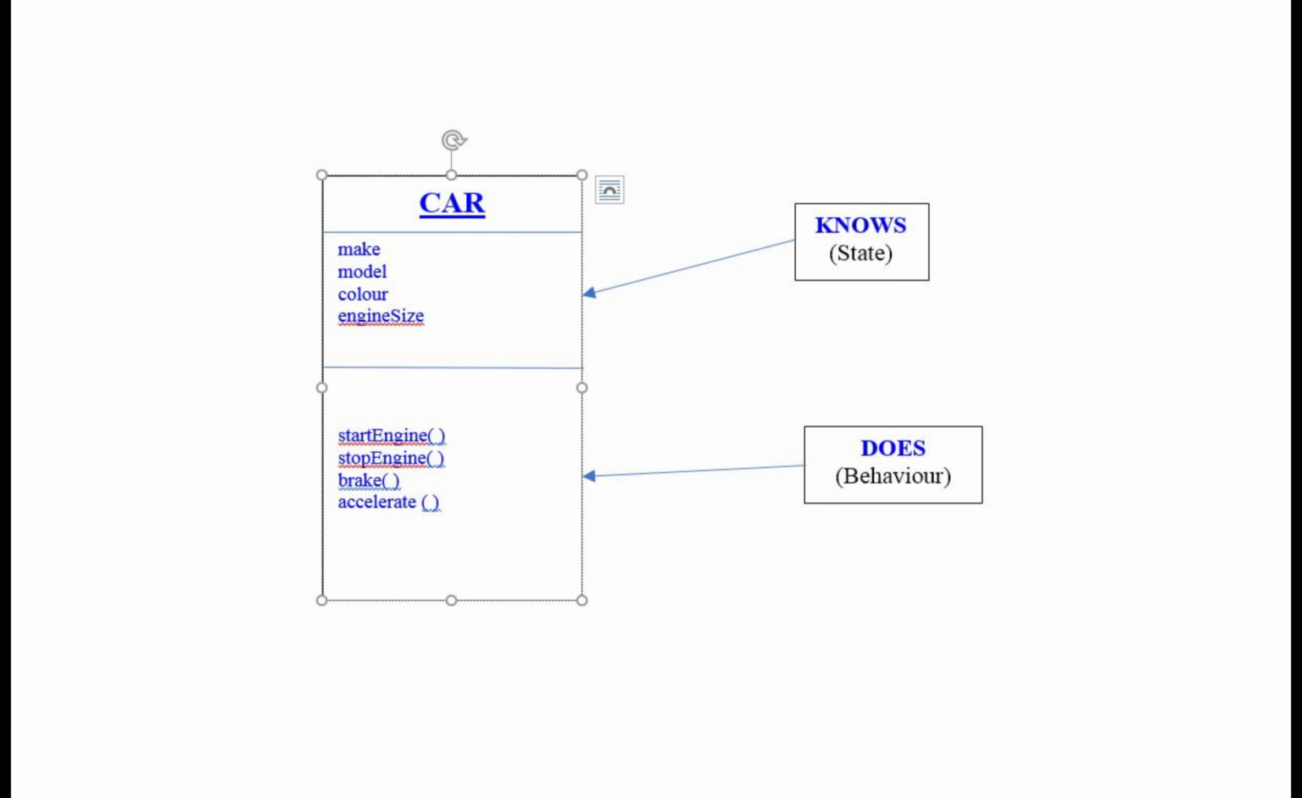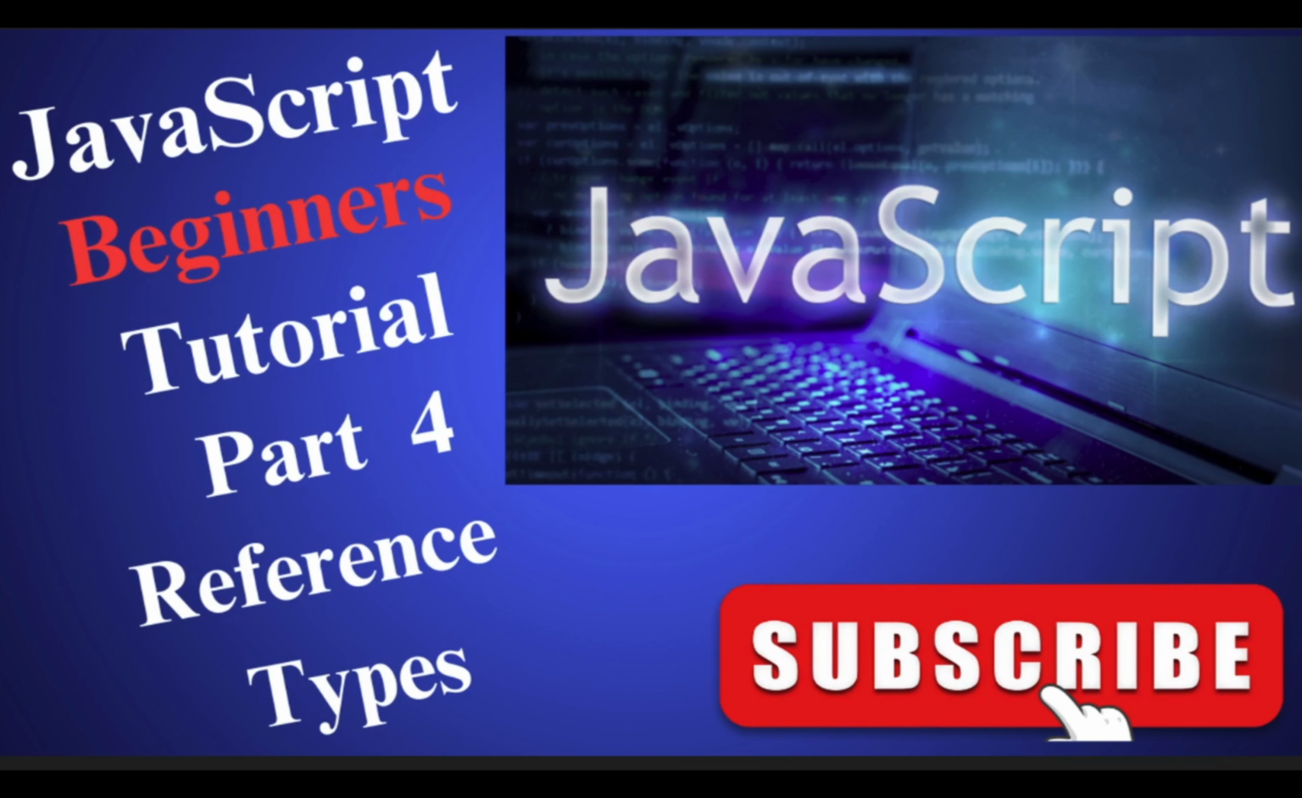An object has properties, the data that is associated to it, and it also has methods and/or functions that represent the behavior. So some of the properties of a car might be make, model, color, engine size, and its behavior could be represented by functions or methods such as start engine, stop engine, brake, and accelerate. Okay, so let's fire up Visual Studio Code and see if we can code up this car object.